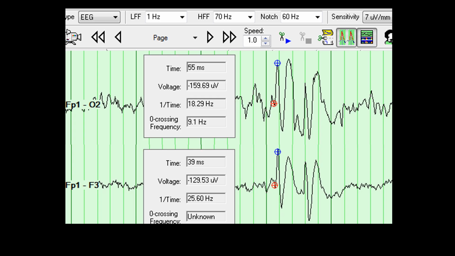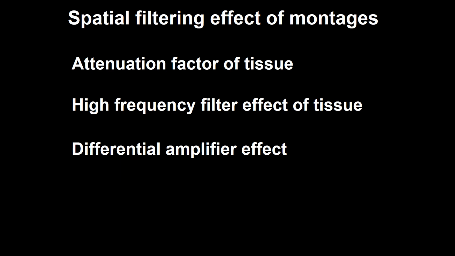I will do so to explain to you why, despite the high frequency filter effect of tissue, the fast wave has a higher amplitude in the longer distance derivation than in the shorter distance derivation. You can also see the presence of a negative sharp wave in the FP1 to O2 channel that is absent in the FP1 to F3 channel. These changes are the consequence of the spatial filtering effect of montages as a function of distance.